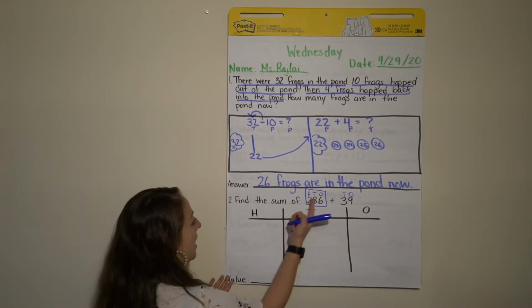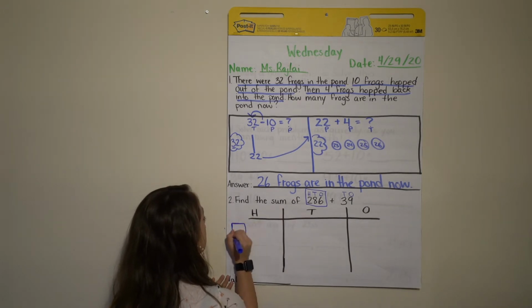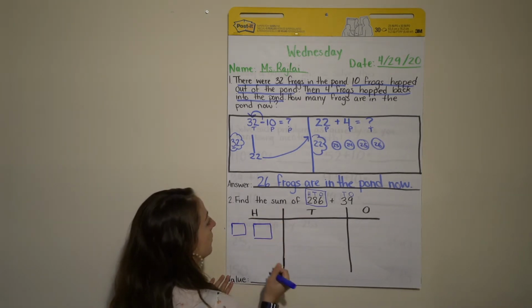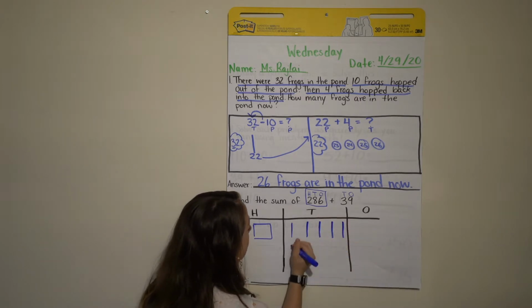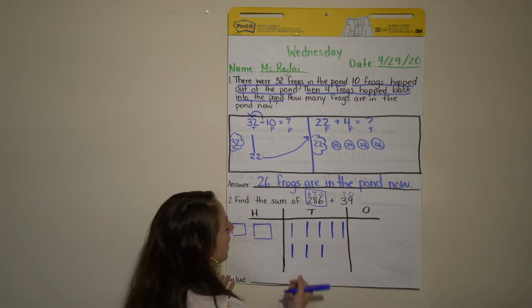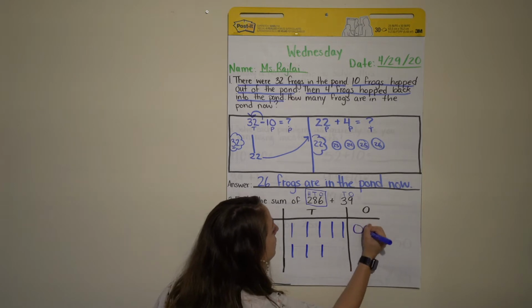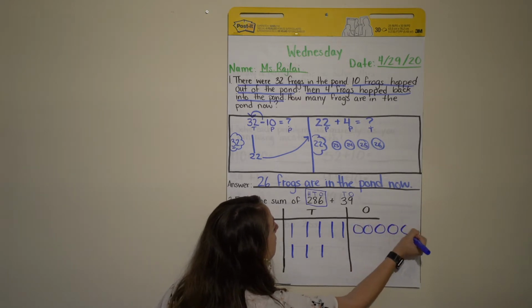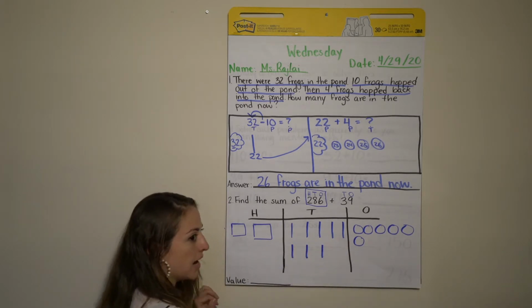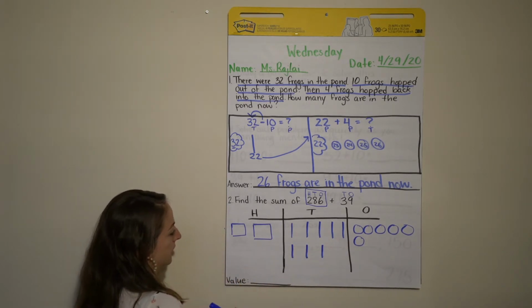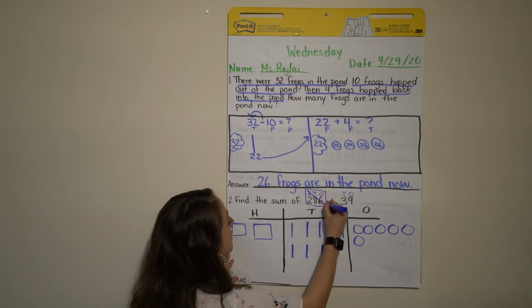Okay, so I have 2 hundreds, 8 tens, 1, 2, 3, 4, 5, 6, 7, 8, and then 6 ones. 1, 2, 3, 4, 5, 6. Okay, and I like to do it in rows of 5 because I know 5 plus 5 equals 10. Okay, so we did this.